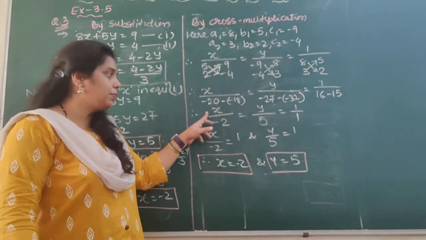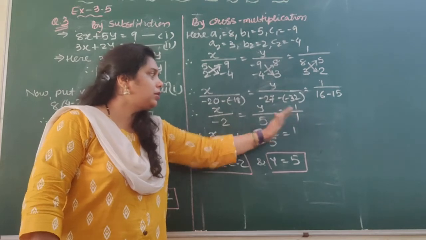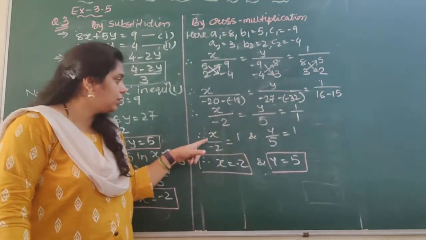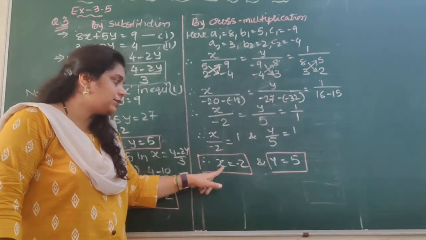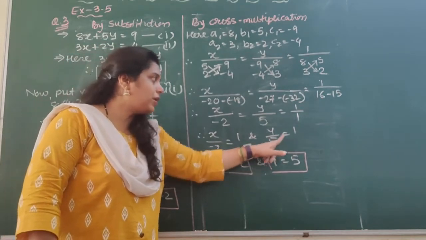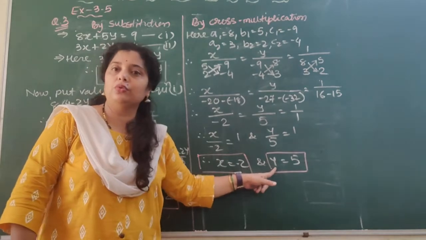Now the next step is to compare the first and third terms, and the second and third terms. So here I got x by minus 2 is equal to 1. Therefore x is equal to minus 2, and y by 5 is equal to 1. Therefore y is equal to 5.